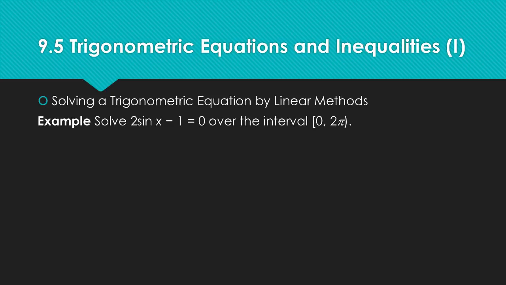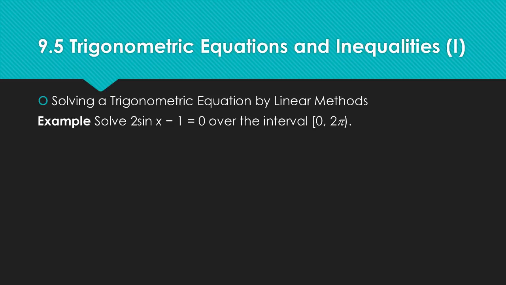So the first thing we're going to do is we're going to solve 2 sine x minus 1 equals 0. We're going to use linear methods, which is kind of what you'd use if you just had 3x plus 12 equals 9. You do the same type of thing. That's the technique we're going to use. So if you want to pause it and try it, go ahead. If not, we're going to keep going.